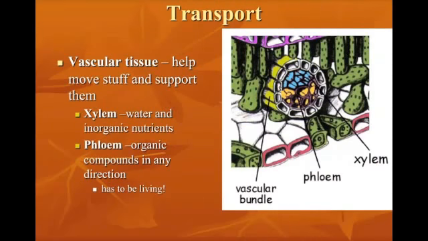So in transport, those tissues are called vascular tissues, and they help move stuff from different places in the plant. And the two types of vascular tissue are xylem and phloem. Xylem is for water and anything that can dissolve in water, your inorganic nutrients, and your phloem are your organic compounds. And the way I remember this is xylem and water both begin with letters at the end of the alphabet, and phloem has an O in it, and organic compounds, phloem, organic compounds.